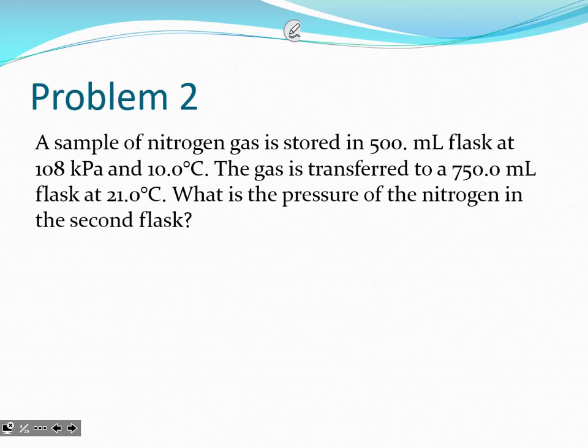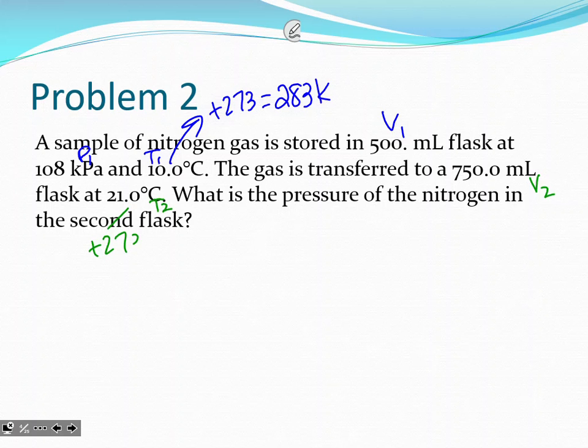So these are all my ones. This is volume 1, this is pressure 1, this is temperature 1, and what do I need to do to that? Add the 273. Good. So this is going to be 283 K. The gas is transferred into a 750 milliliter flask at 21 degrees Celsius. This must be V2, and that must be T2. And then I need to add my 273, which is going to give us what? 294 K. Now we know all our values.